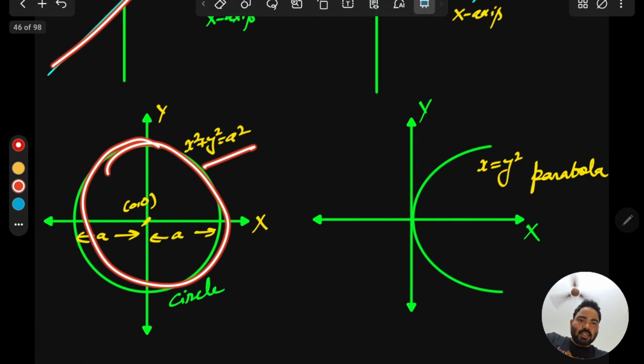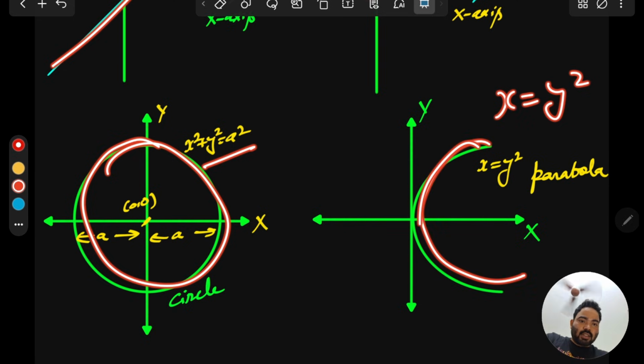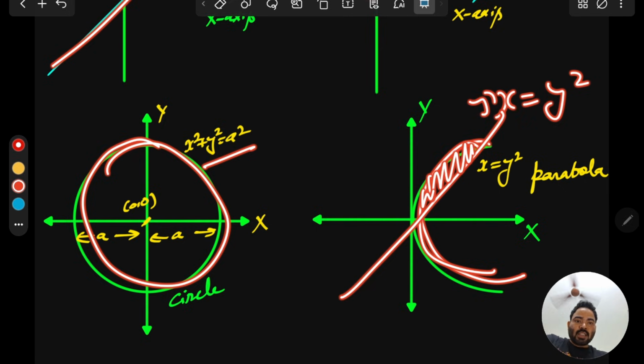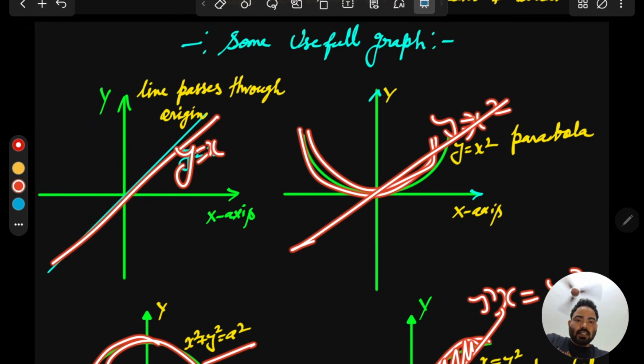You know the x square graph. And this is the parabola on the x-axis, x equal to y square. This is the parabola. And if you just draw the line y equal to x, then you can see some of the questions like this also. And if you draw the line, then you can see some of the questions like this also.